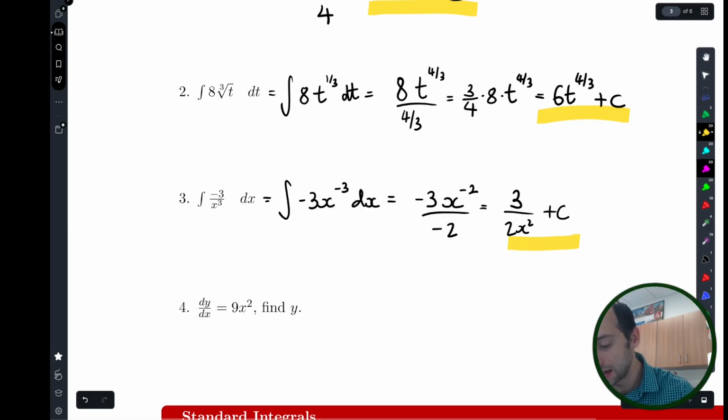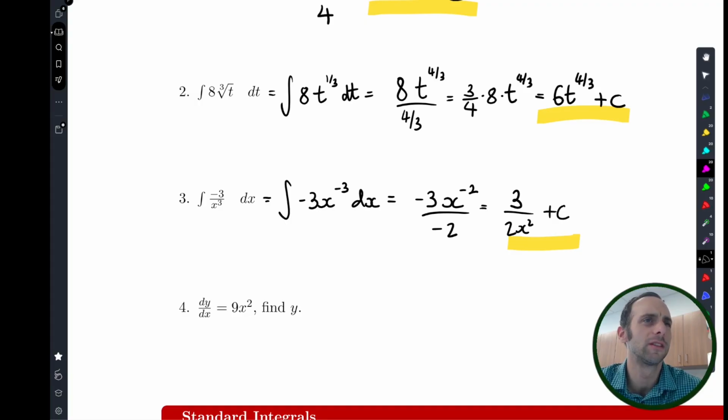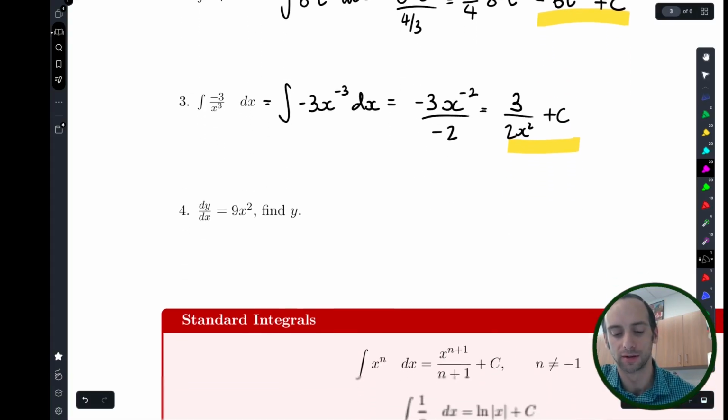Okay? And you can add the c at any stage. I usually add it at the end, but you can add it right when the integral gets done as well, and you'll just carry it with you along through the problem.